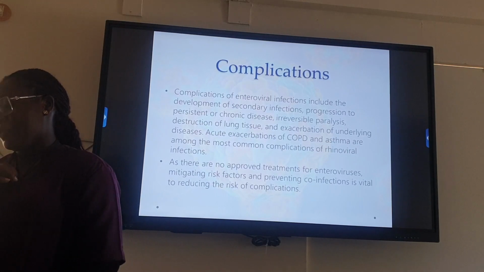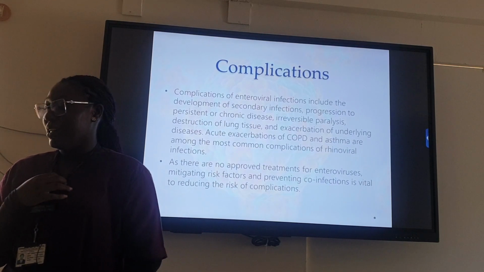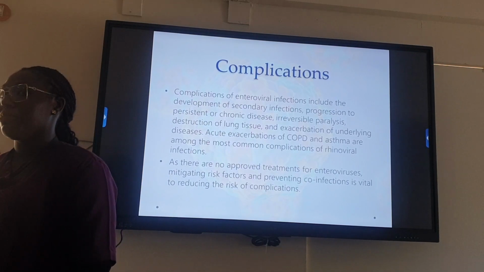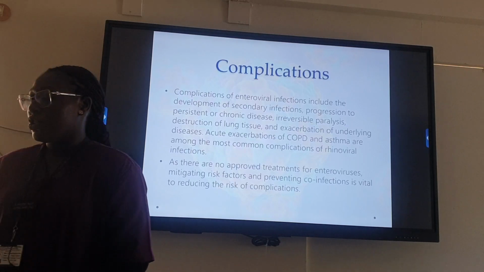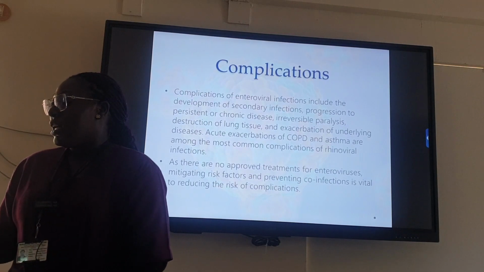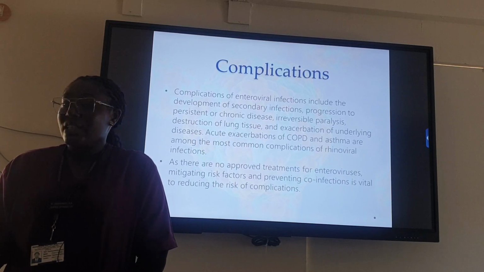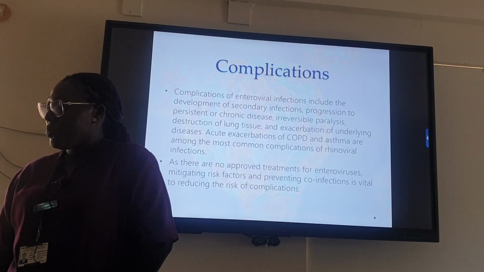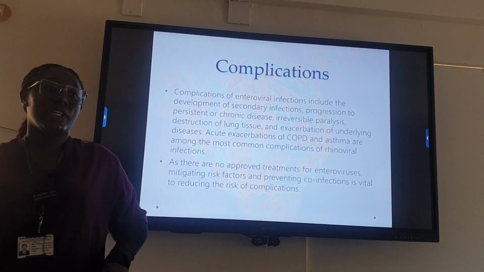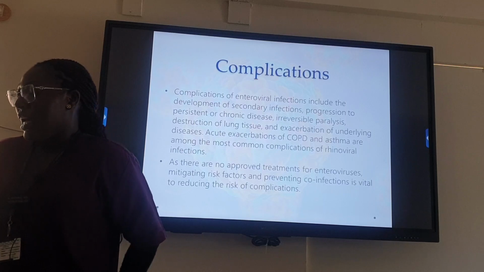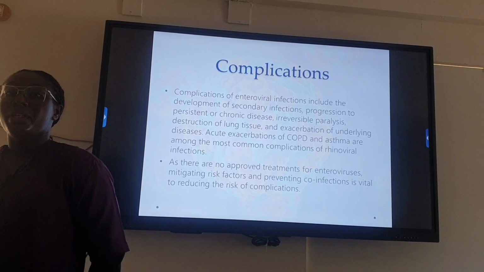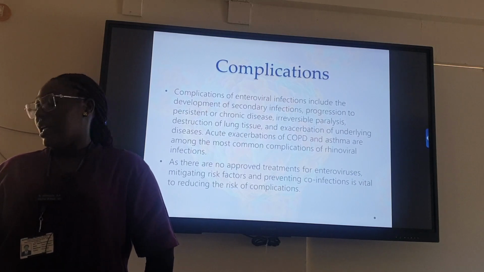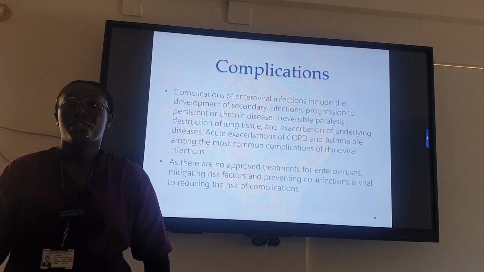Now, the complications of enterovirus infection. It includes development of secondary infection because the immune system has been weakened, which results in persistent or chronic disease. It also leads to irreversible paralysis and destruction of lung tissues. Acute exacerbation of COPD and asthma are among the most common complications of viral infections. And as there are no approved treatments for enteroviruses, mitigating risk factors and preventing co-infection is vital to reducing the risk of complications.